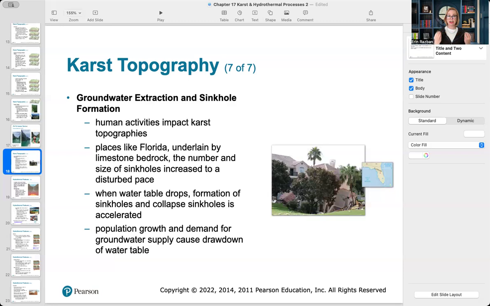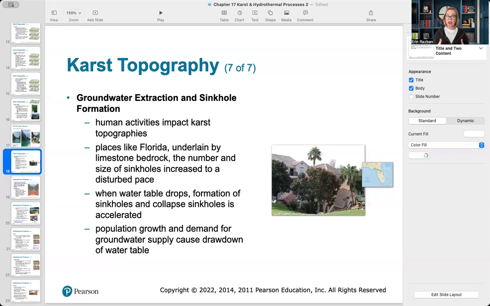Secondly, agricultural irrigation has further depleted the aquifers. Third, when we have in Florida periods of below normal rainfall, these have compounded the problem and we have less groundwater. Now, when groundwater is removed, it lowers the water table, thereby removing the buoyant support that helps maintain the cavern roofs. During the 1980s, new sinkholes formed in Florida at an astonishing rate of about one per day.